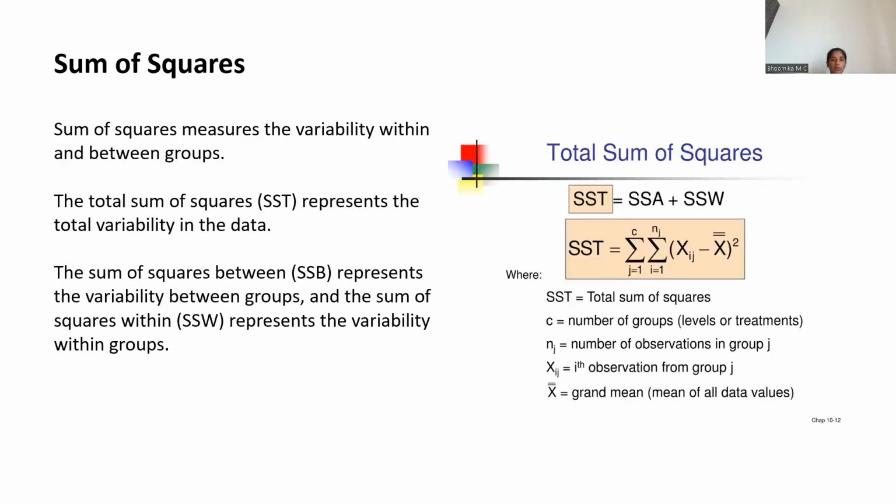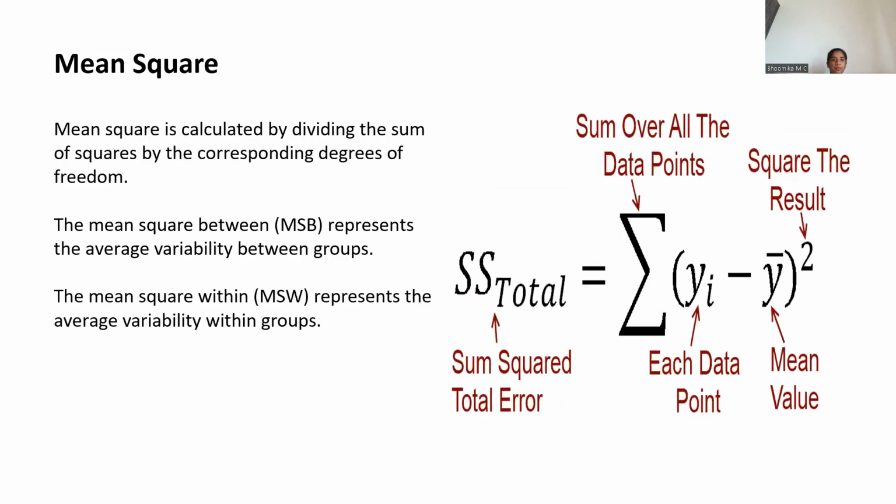Sum of squares. Sum of squares measures the variability within and between groups. The total sum of squares represents the total variability in the data. The sum of squares between represents the variability between the groups. The sum of squares within represents the variability within the groups.